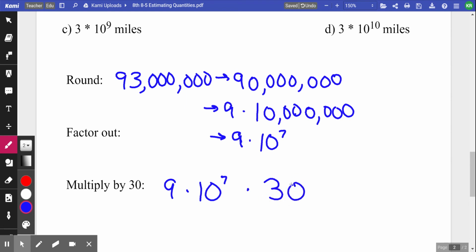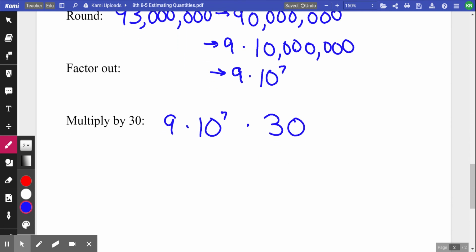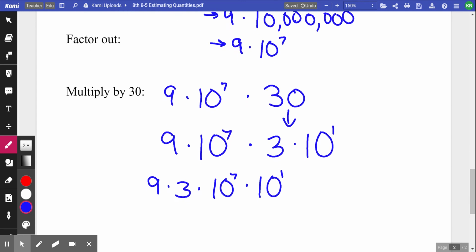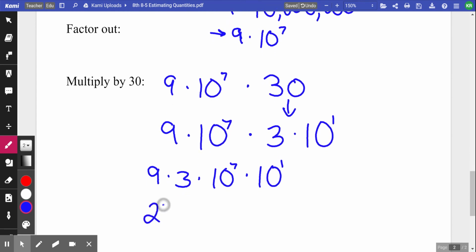Now, what we can do with 30 is we can also write it as a power of 10. So I could also write this as 9 times 10 to the 7th times 3 times 10 to the 1st, right? So I basically just took 30 and factored the 3 out, and that's 3 times 10 to the 1st power. Now we can multiply these, right? It's all multiplication, so I can do it in any order. So I'm going to do 9 times 3 times 10 to the 7th times 10 to the 1st. And that would become 27 times 10 to the 8th.